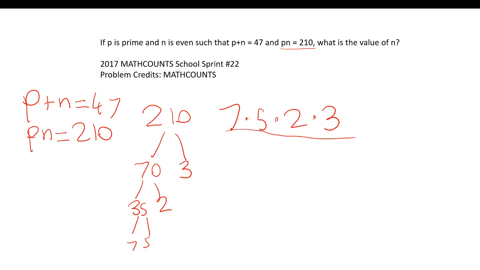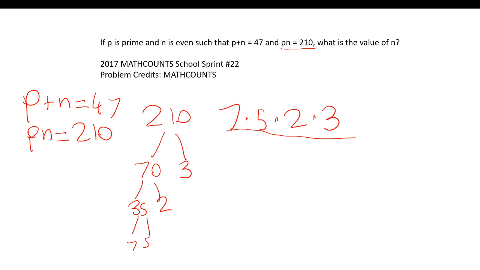So 7 times 5 is 35. 35 times 2 is 70. We have 70 and 3, but they don't sum to 47. Invalid. We can have 6 times 5, that's 30, and 7, same problem. The sum is not 47. 10 off. Getting close. 5 times 2 is 10, 70, nope. That brings us back to where we were.